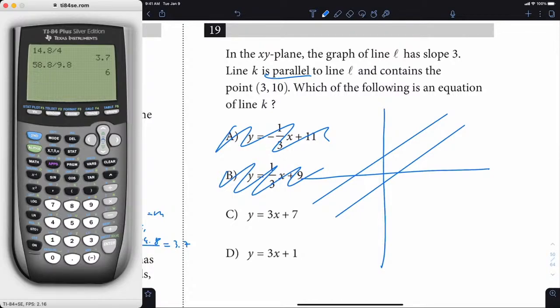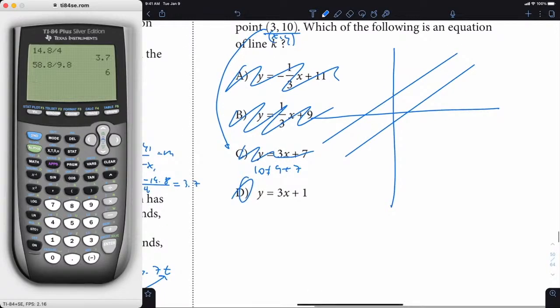How do we know? Well, they tell us it contains the point (3, 10), so if we plug in 3 for x, right, because this is x, y, and 10 for y into each of our equations, it should work. So let's try for C. I would get 10 is equal to 3 times 3, 9, plus 7. That's not true. C is out. That's got to be D. And that makes sense, right? Because 10 is equal to 9 plus 1.